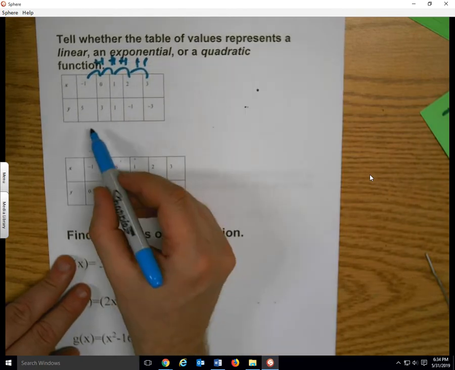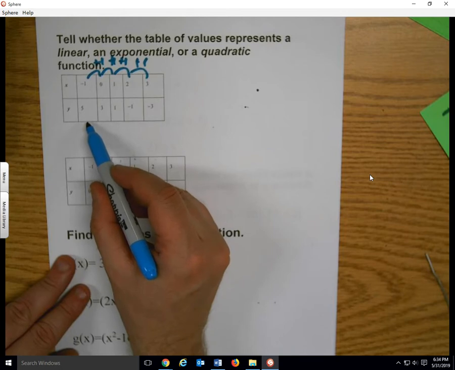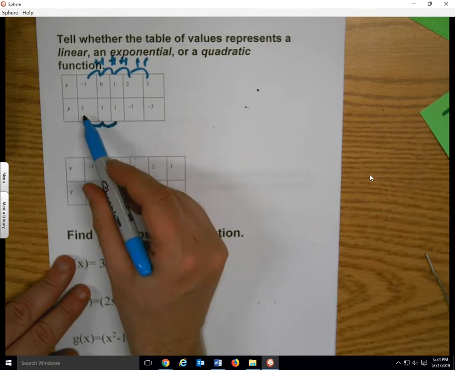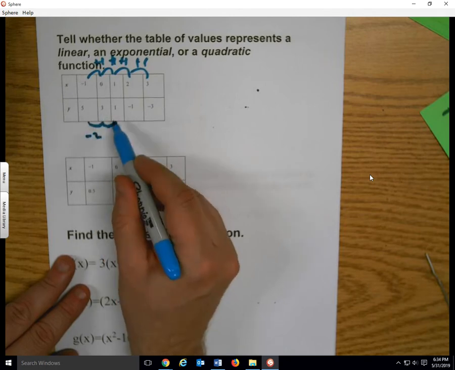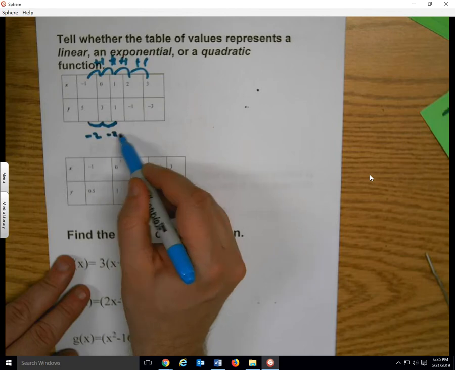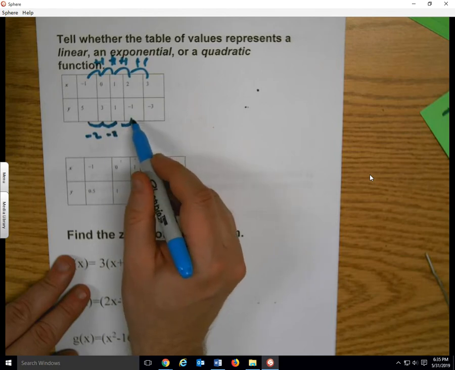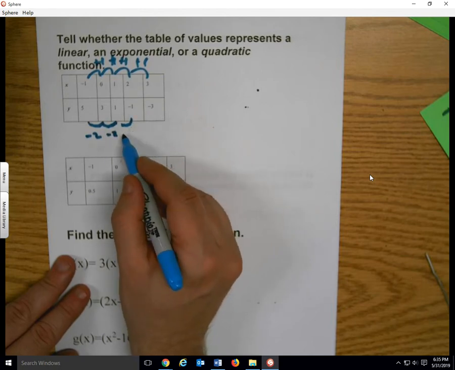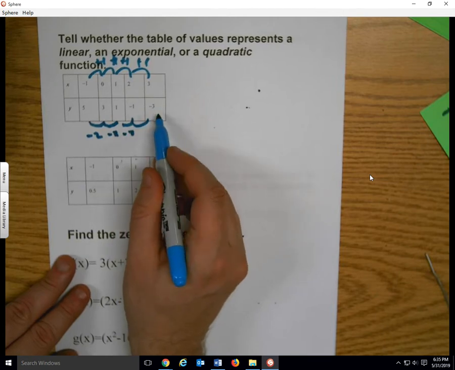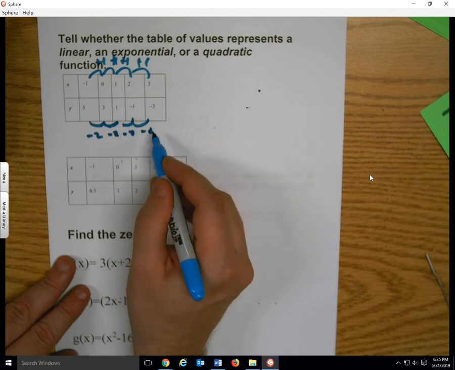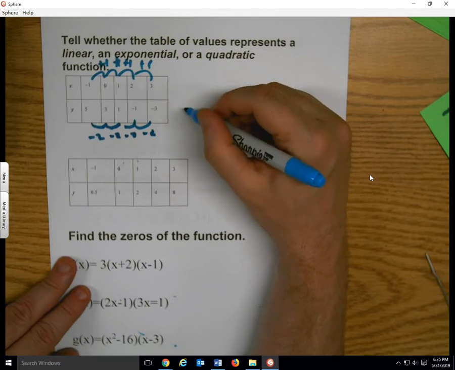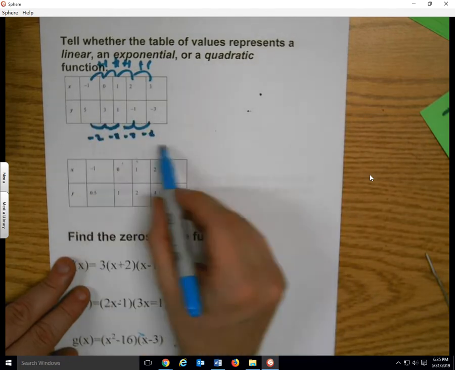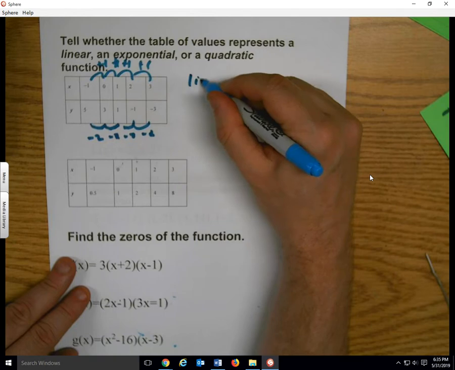So really what we care about is these y's. I can see that it's going down 2. 3 minus 5 would be a negative 2. 1 minus 3 would be a negative 2. A negative 1 minus 1 would be a negative 2. A negative 3 minus a negative 1 would be a negative 2. And since it's the same on top as it is on the bottom, there's a constant rate of change. We're adding the same number and we're subtracting the same number each time. It's linear.